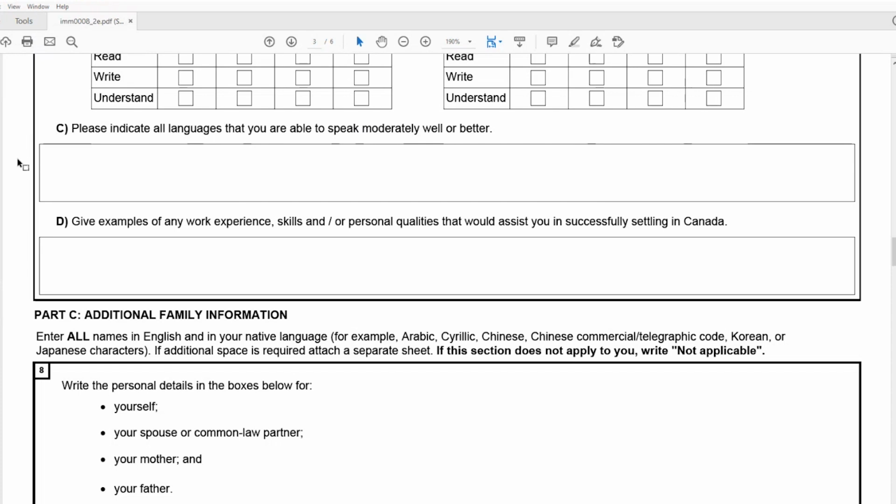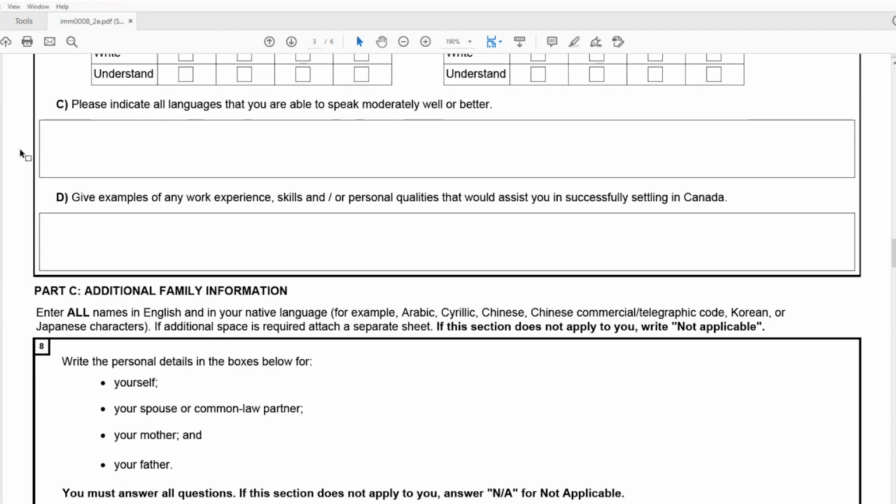For section D, you want to give examples of any work experience, skills, or personal qualities that would assist you in successfully settling in Canada. Responding to this question is pretty important. IRCC wants to know that you have the ability to integrate into Canadian culture. So if you have work experience and skills that will help you to obtain employment, to get a job here in Canada, you want to explain what that work experience is and the skills that you have.